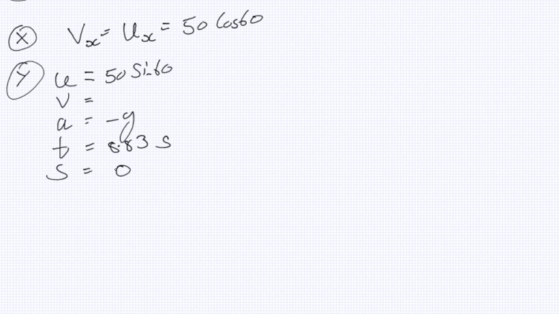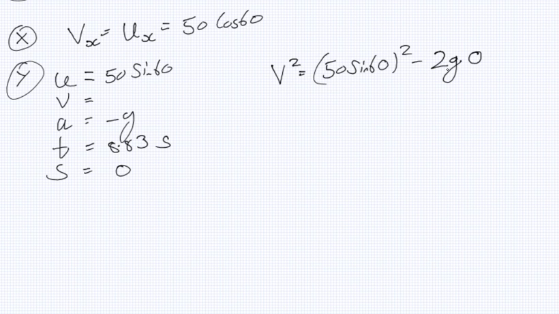for the V, so we can just go with V squared equals U squared plus 2A S. It cancels, so you get V equals plus or minus 50 sine 60, because of the root we actually have a plus or minus. The plus answer corresponds to the initial value, so it must be the minus answer here because it's heading down. So we have V equals minus 50 sine 60, so that's Vy.